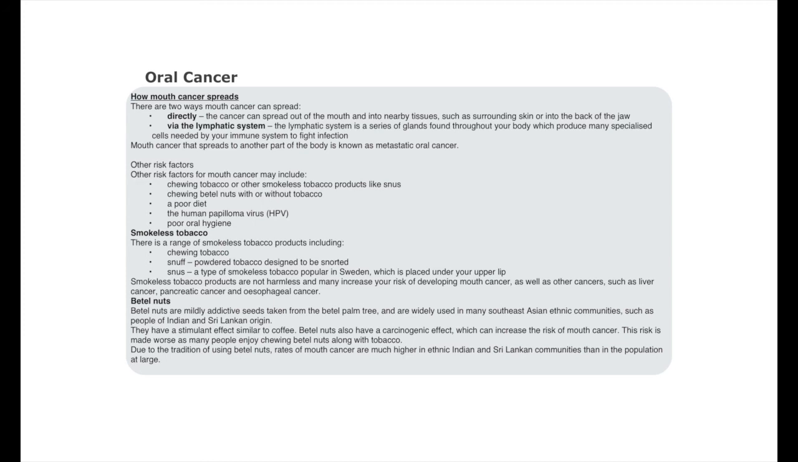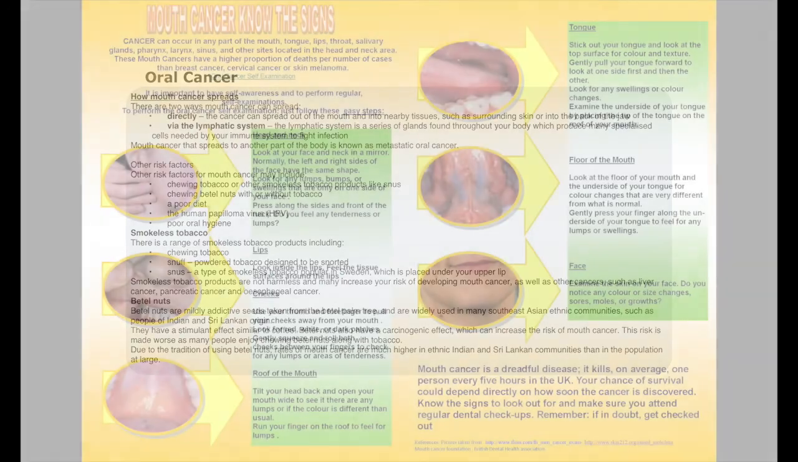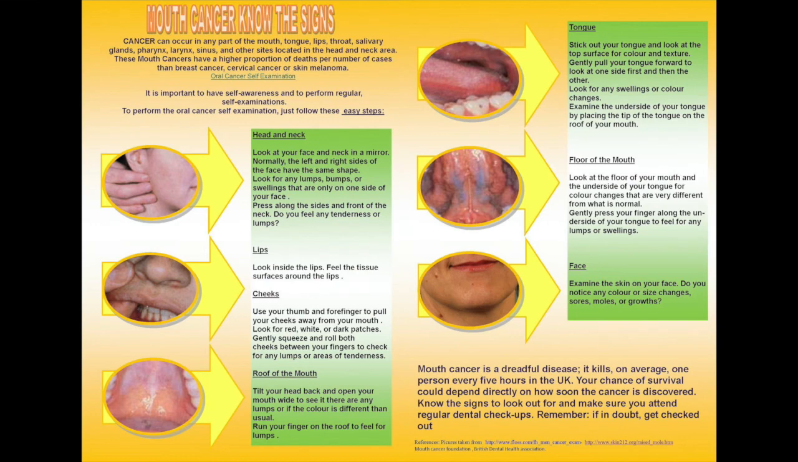Other risk factors include chewing tobacco or smokeless tobacco products, chewing betel nuts with or without tobacco, having a poor diet, the HPV virus, and poor oral hygiene. Mouth cancer can occur in any part of the mouth, tongue, lips, throat, salivary glands, pharynx, larynx, sinus, or any other sites located in the head and neck area.